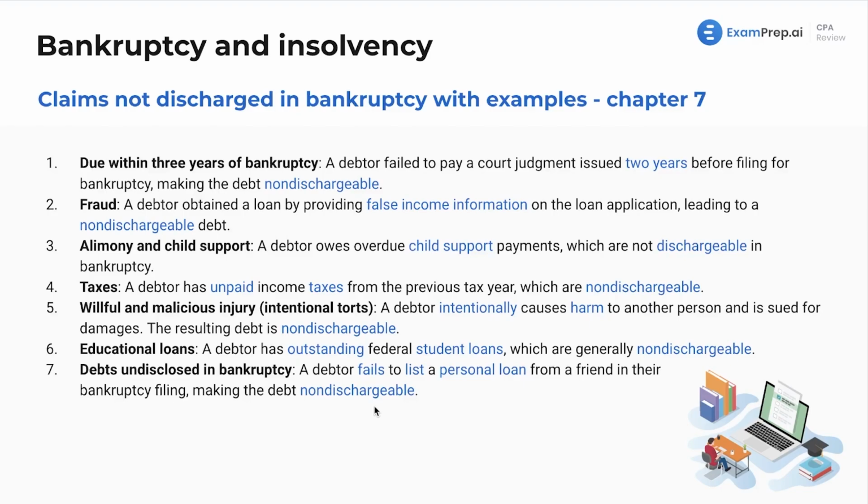Because you did not include it, whether it's a loan to a friend, or any of the other ones. Let's say you have a debt that would normally be discharged, but you forgot to include it. Sorry, that is non-dischargeable now.